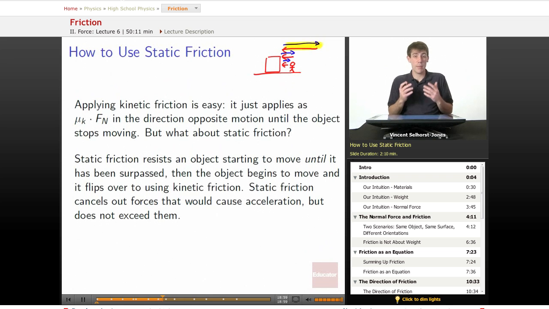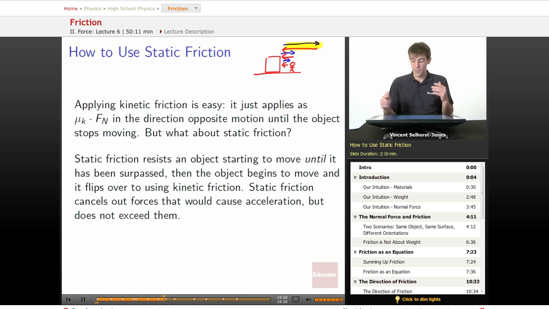It's just going to oppose the amount put into it until we suddenly get to the point where we're able to equal and then surpass static. Just that equal point is the razor's edge of flipping over into kinetic friction, at which point the object lurches forward, unsticks, starts to move, and then kinetic friction comes into play, and almost always mu k will be less than mu static, so we'll have some slight acceleration if we kept up a constant force. So static friction cancels out the force that would cause acceleration, but it never exceeds them.